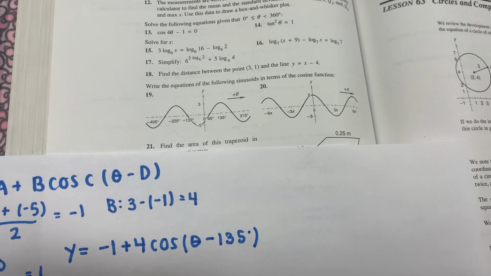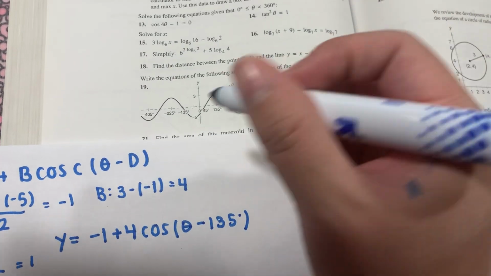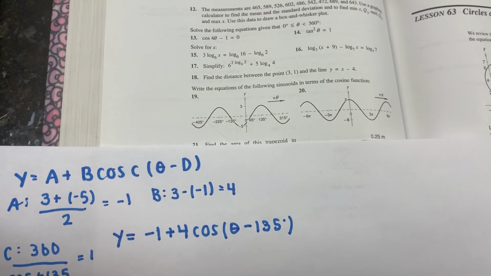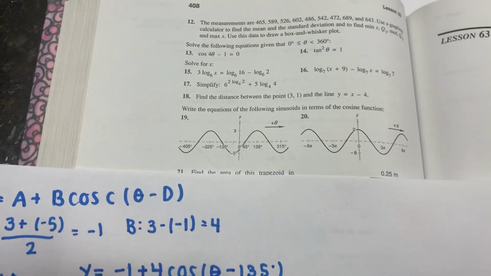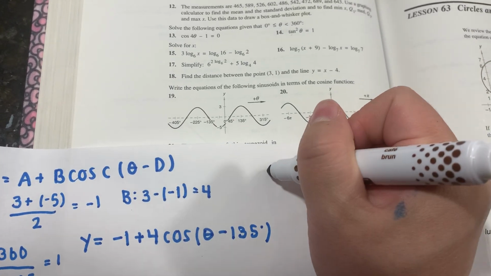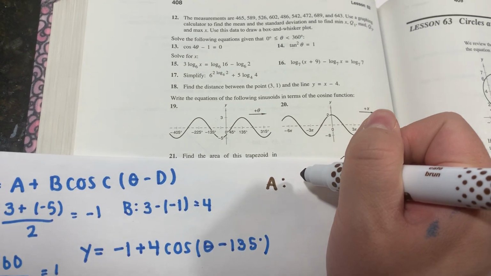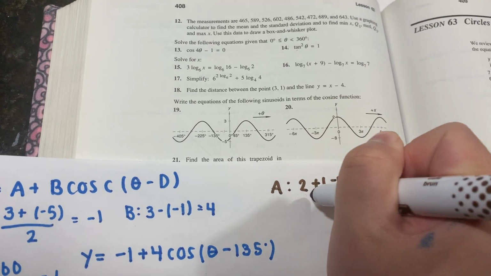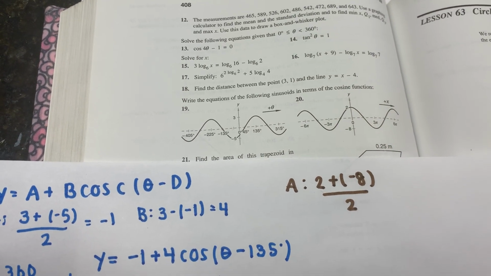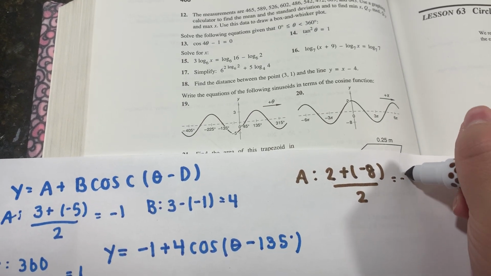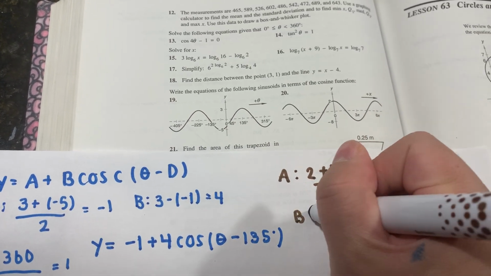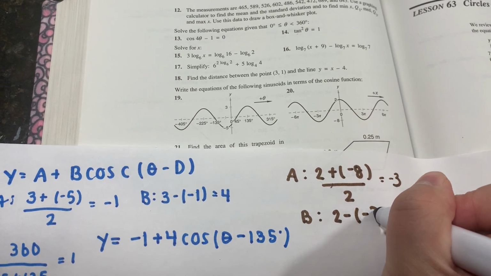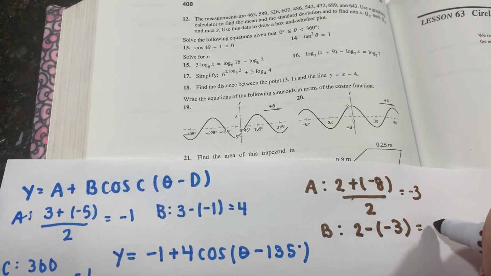Now quickly moving on to number 20. That one's already a cosine function, so I'm going to use this equation right here. But what I need to do is solve for what A, B, and C are equal to. So for A, I'm going to calculate that by doing top plus bottom divided by 2. So the top is 2, and the bottom is -8. So 2 plus -8 divided by 2 would be -6 divided by 2, which is -3. Then for B, it would be the top value, which is 2, minus that value you got for A, which is -3, and that would give me 5.